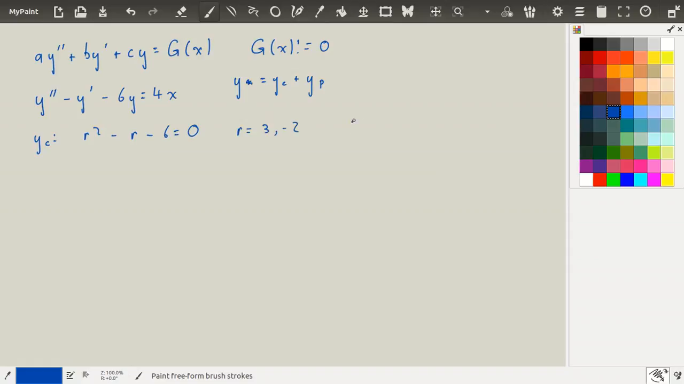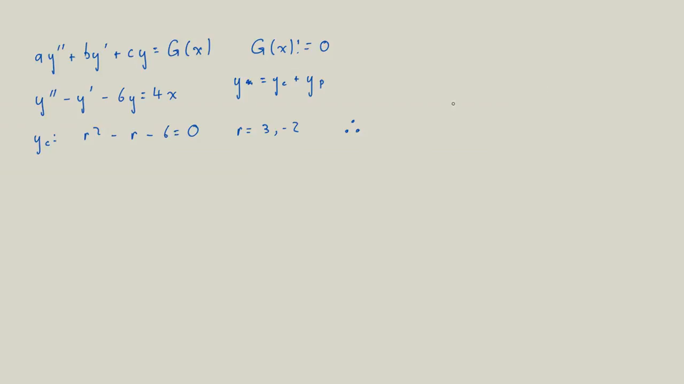That means we have our characteristic solution already figured out, so yc is equal to c1e to the negative 2x plus c2e to the 3x. So there you go, there's your y characteristic. So we're halfway there. The next thing we're going to do is look at yp.